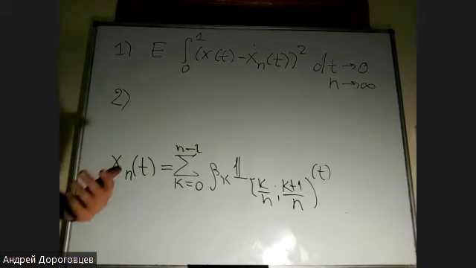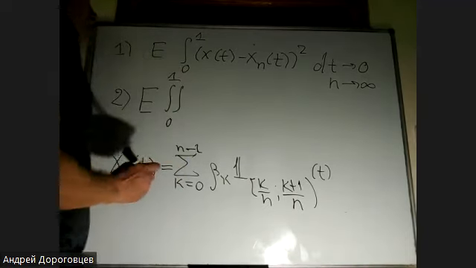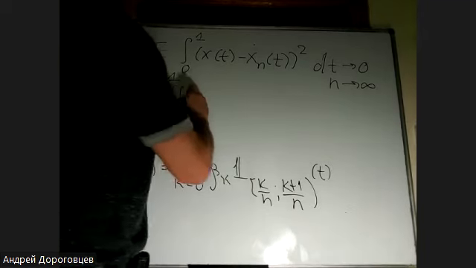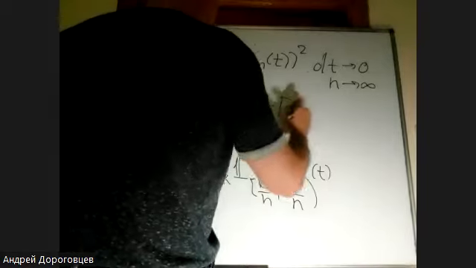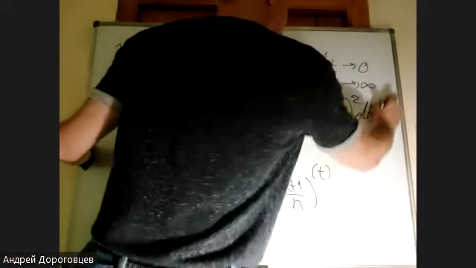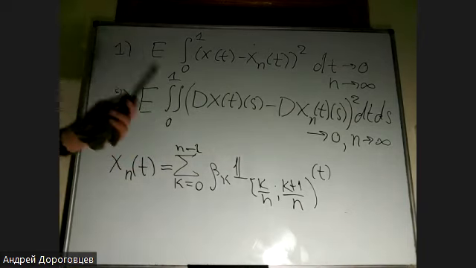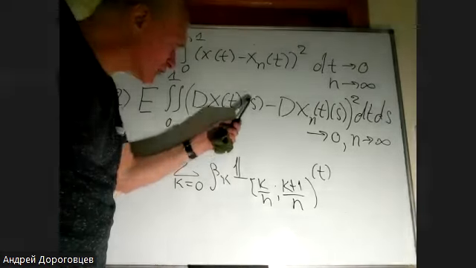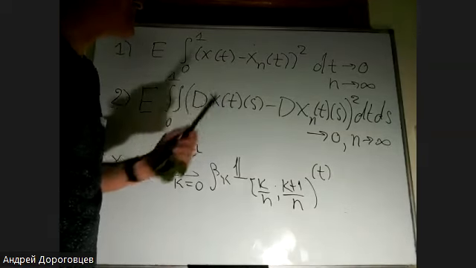So we have to require this condition, and it is here: the integral from 0 to 1 of d x over d s minus d x n over d s, squared, dt ds, also tends to 0. Why do I have two integrals here? It is clear because one is the argument of the stochastic derivative, and the other one is the argument of our random function. So we have two variables, t and s.